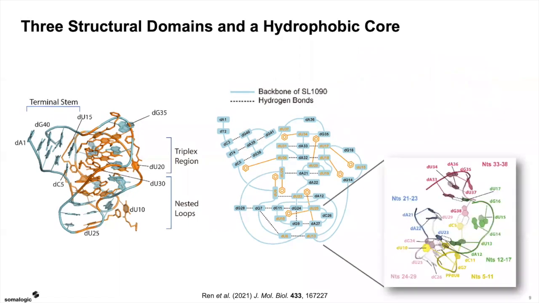And then the last region is what we call the nested loops. And this is a motif that's completely unique to this structure. It involves 5 different loops that are color-coded here, all coming together to interact through base stacking and base pairing among the various loops.